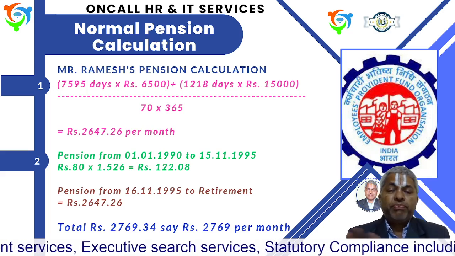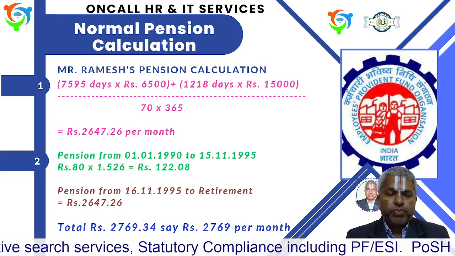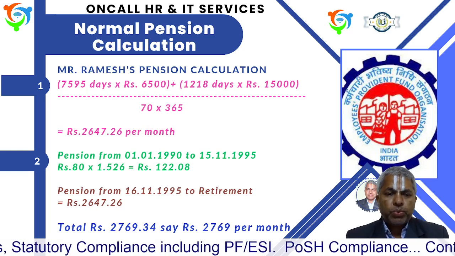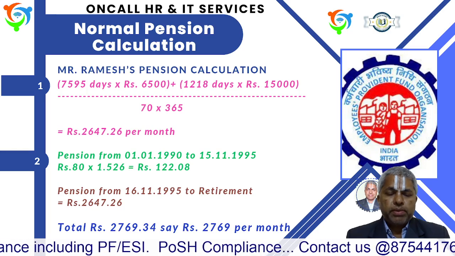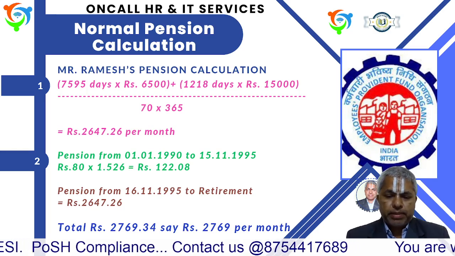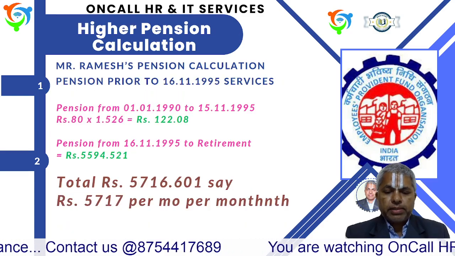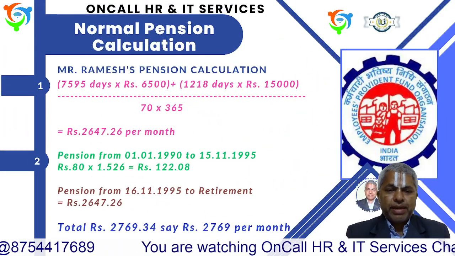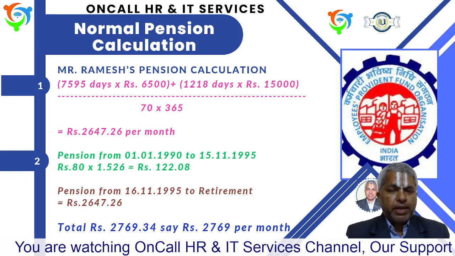So we have to add the FPF scheme also. That is, already we have calculated 122.08. If you add, total pension in normal pension he will get 2,769.34. Say 2,769 rupees he will get as a monthly normal pension. If you go for higher pension, you will get 5,717. Normal pension, 2,769 rupees. So we have to calculate both the things. In our example, we have taken and calculated.